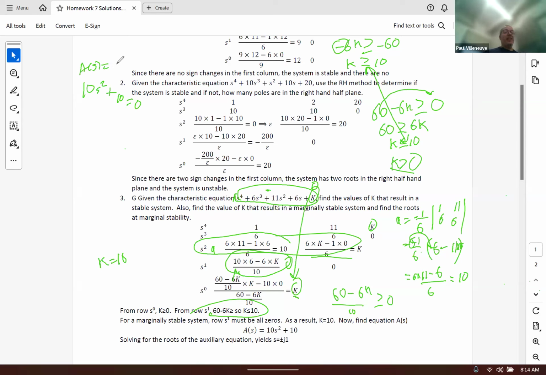So now I set that equal to 0, and I can see S squared is equal to -1. S is equal to plus or minus j. And those are the complex poles on the j omega axis, which is right here.